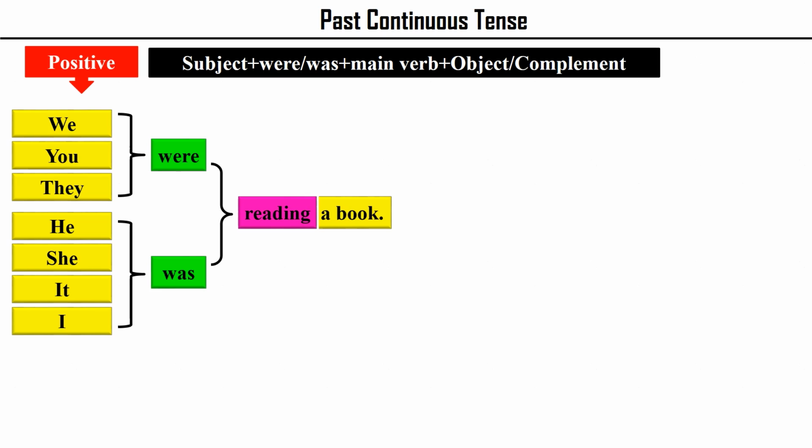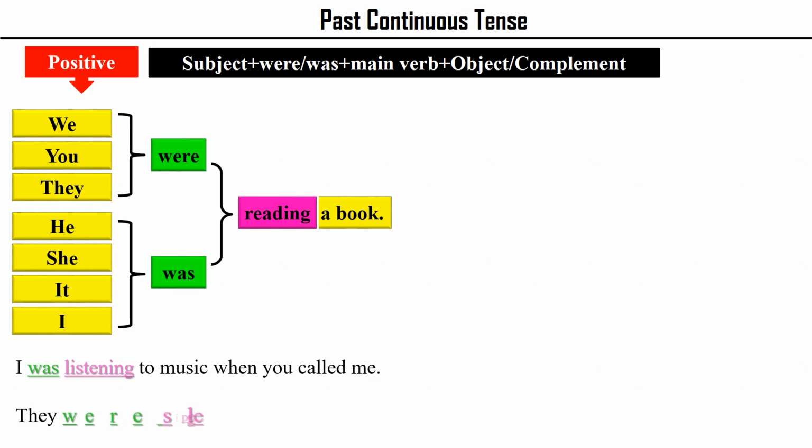Let's look at two more examples. I was listening to music when you called me. In this sentence, the subject is I, the helping verb is was, and the ing form of the verb is listening. I was listening to music when you called me. Or they were sleeping at 11:30, etc. Let's move on.